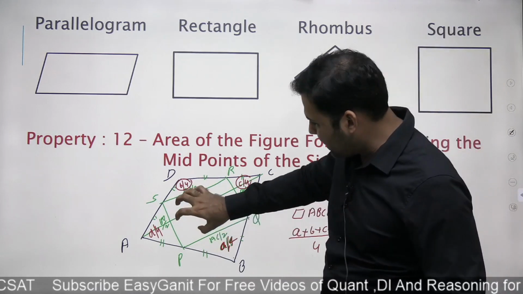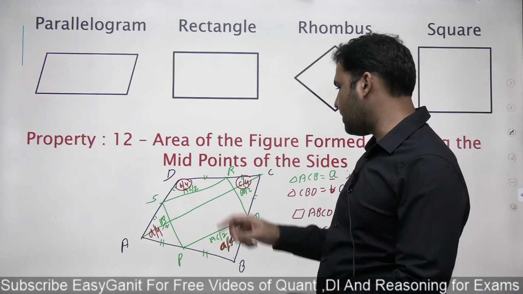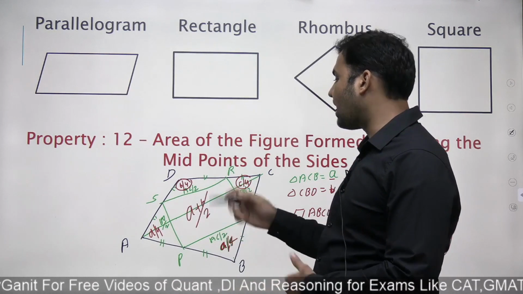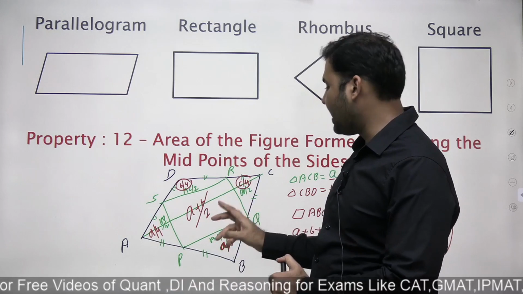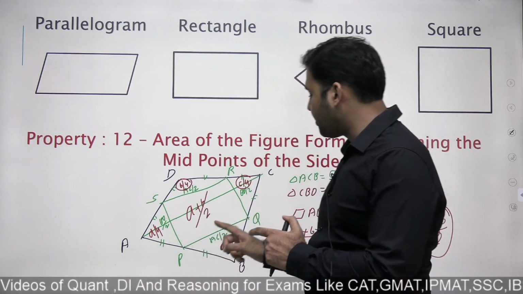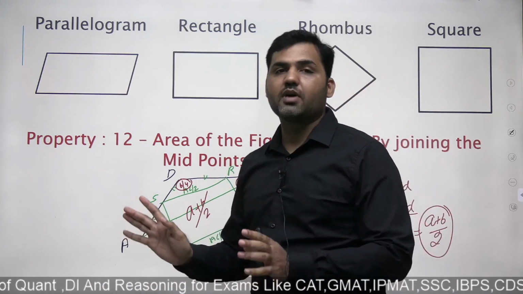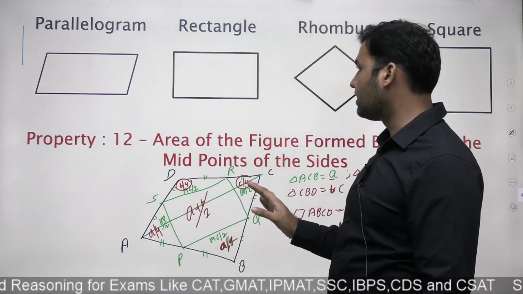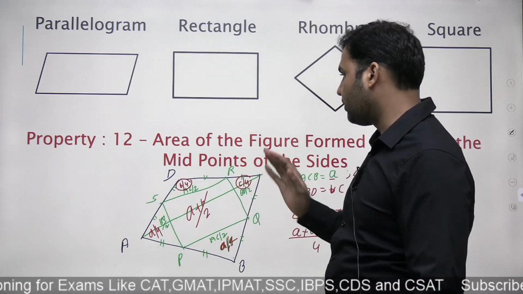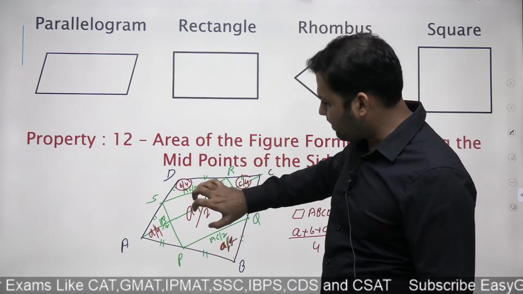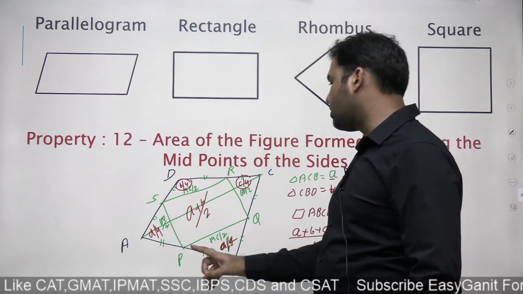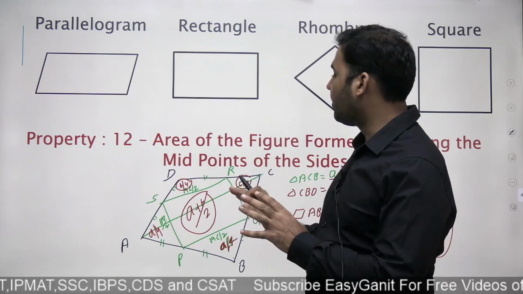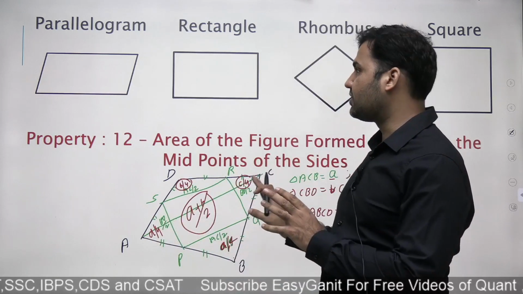So can I say the remaining portion, which is this quadrilateral PQRS, will also be half of A plus B, or half of C plus D, which means the figure formed by joining the midpoints of any quadrilateral, not just parallelogram, rectangle, square and rhombus, in fact any quadrilateral which is made of 4 sides, right? Obviously a quadrilateral is made of 4 sides. The figure that you will form inside it by joining the midpoints will have the area equal to half of the whole quadrilateral ABCD, right?